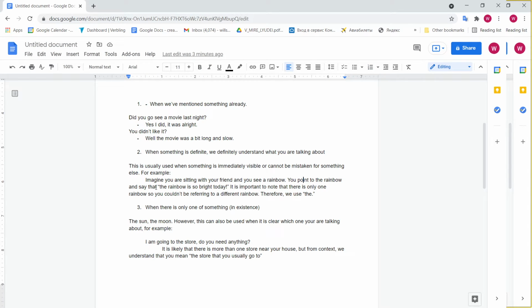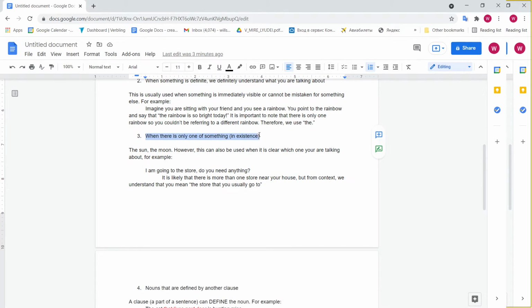Rainbow, and we say, the rainbow is so bright today, but I haven't referred to this rainbow already. However, there's only one rainbow in the sky at a time, usually. So it's important to note that there is only one rainbow, so you couldn't be referring to a different rainbow. Therefore, we use the. There's only one possible choice, and it's visible. Therefore, we'll use the. So think like anytime you're pointing to something.